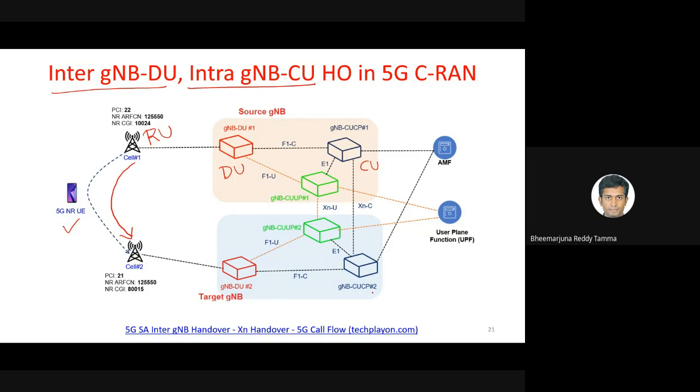Yeah, this is another CU that we have, CU2, and this is CU1. So this is DU1, and this is DU2. In this example, you can see the user equipment is moving from cell 1 to cell 2. This is the PCI of cell 1, and this is the channel number and the cell group ID. All of that is given here.